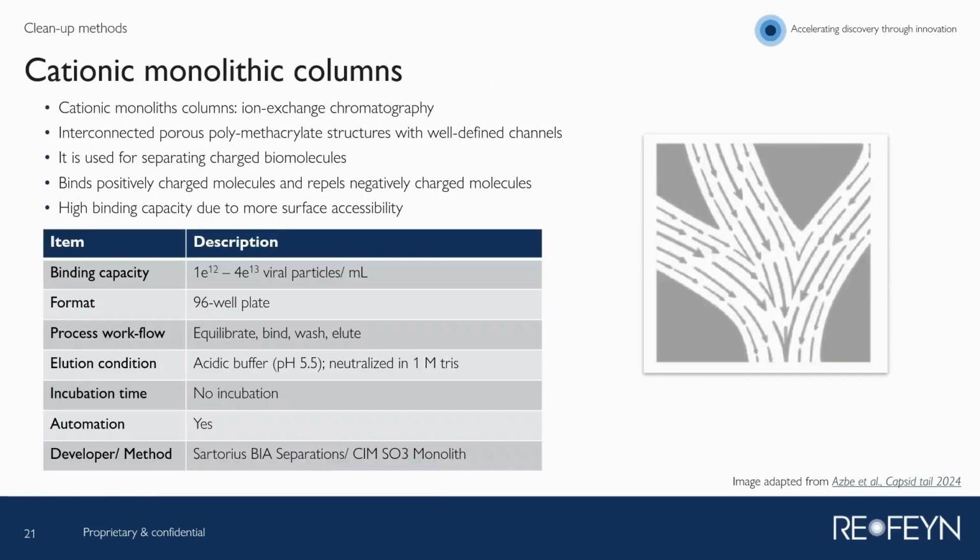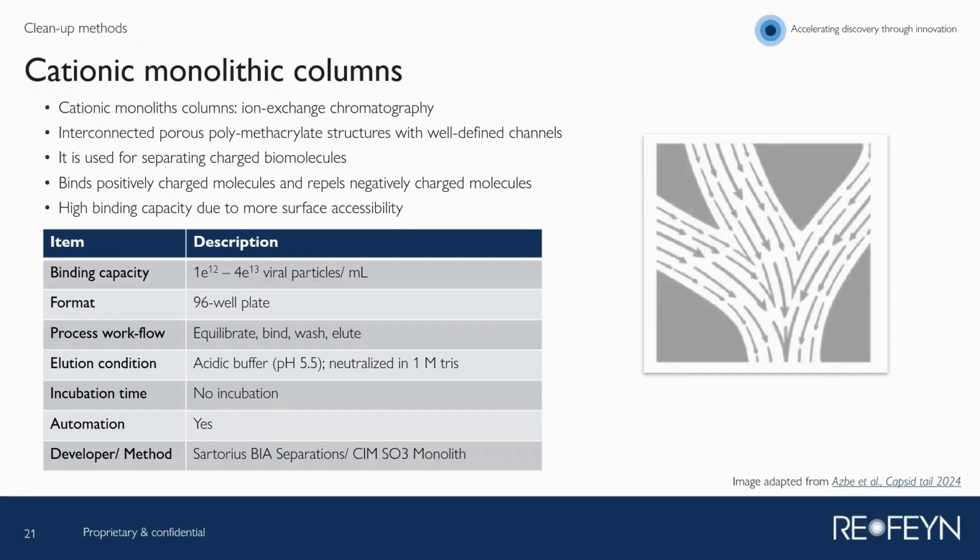The final protocol that I would like to discuss here today is the cationic monolithic column. It is ion exchange chromatography, and these are nothing but porous polymethacrylate structures that, when interconnected, form well-defined channels, as you can see in the image on the right. They help separate your biomolecules based on charge, and because these are cationic in nature, they readily bind positively charged particles and repel negatively charged particles. As you can see, these channel structures have more surface accessibility for AAVs or other biomolecules to bind to, therefore giving higher binding capacity.